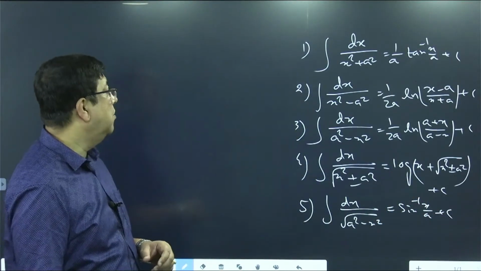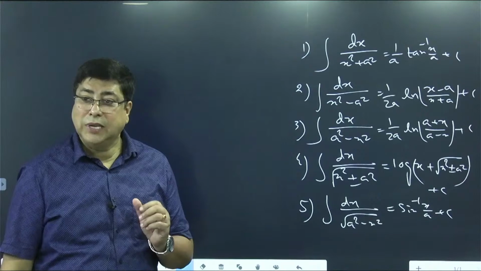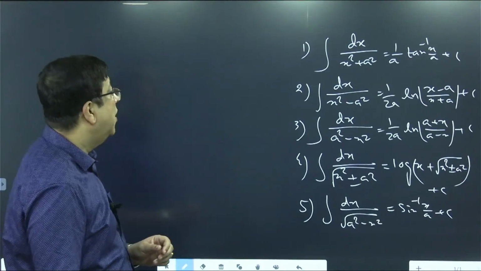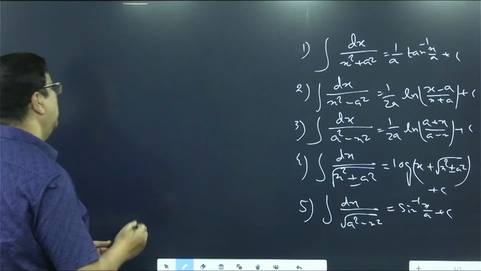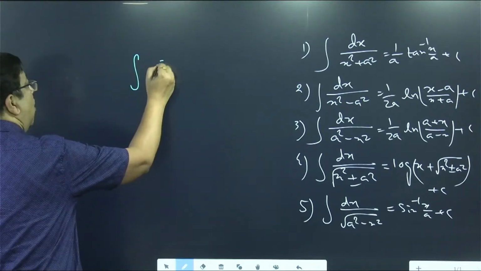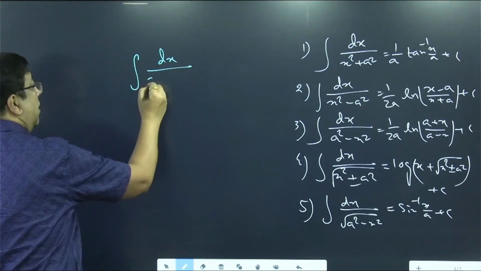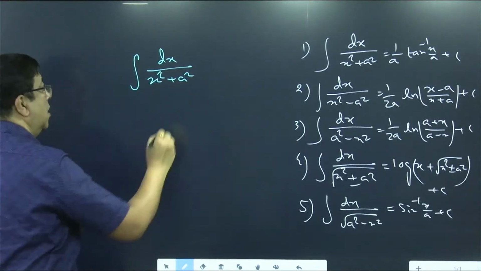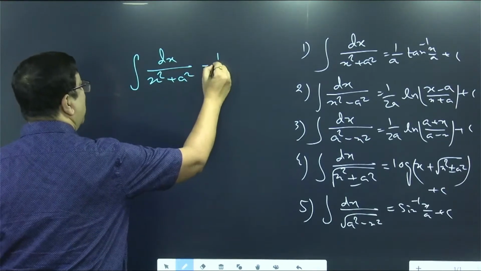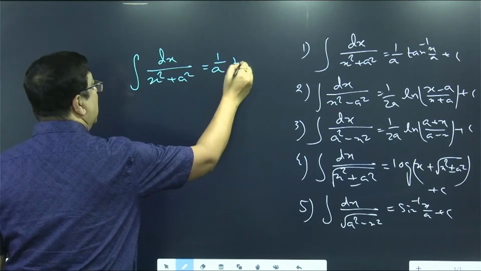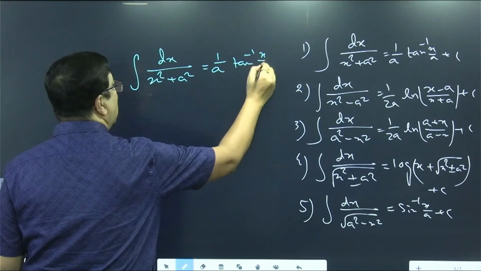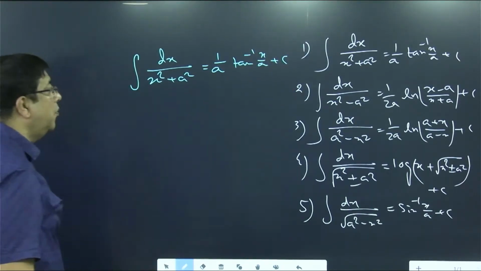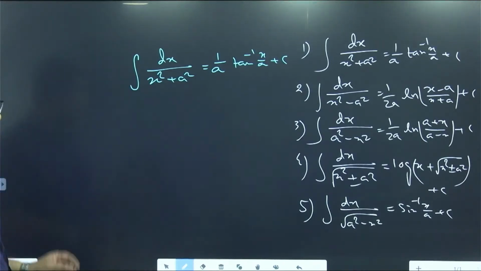So everybody, I want to tell you one thing. There are a lot of common mistakes in integration while solving. I have seen a lot of common mistakes students make, so let us discuss one common mistake. 1 by x square plus a square is 1 by a tan inverse x by a plus c. What is the proof of this formula? First, let us understand the proof of this formula.